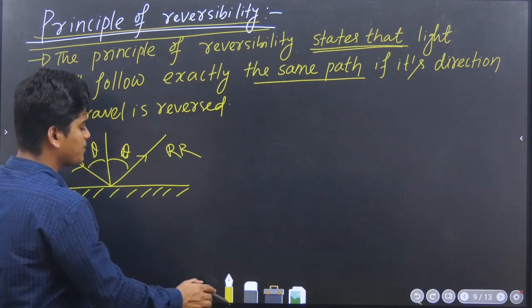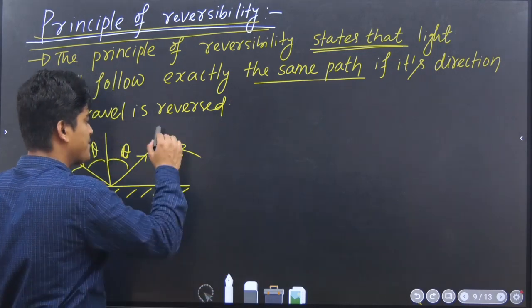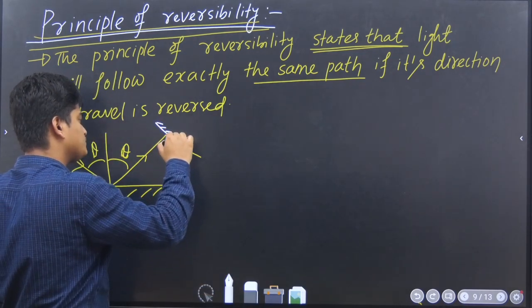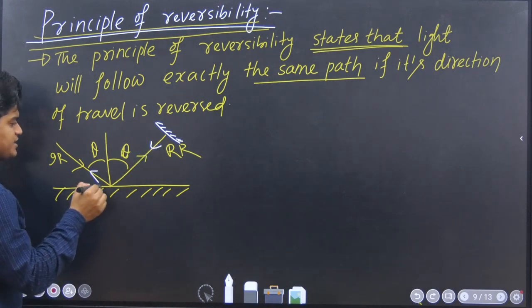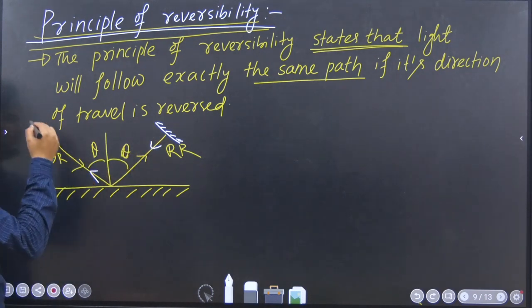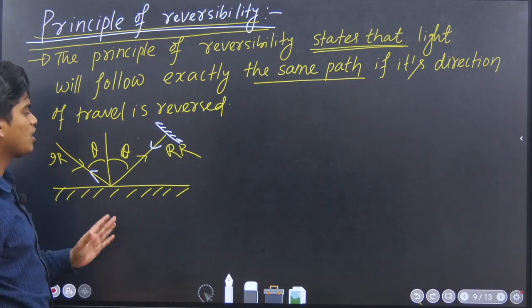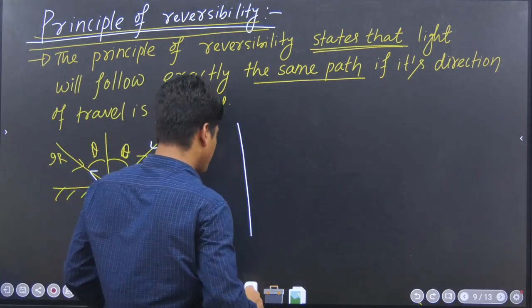Now, what is the principle of reversibility telling? In the same case, if I keep a mirror here, the same ray will retrace its path. In the same path it will retrace and come back. This is basically called the principle of reversibility.